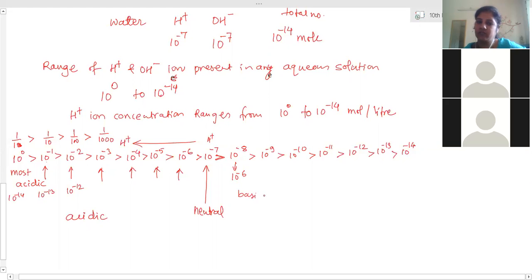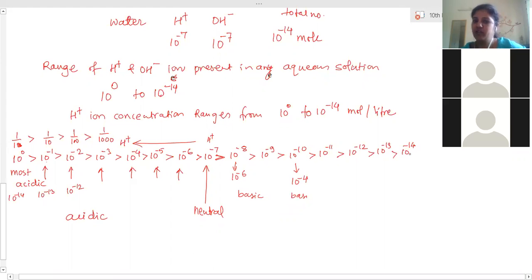Basic. 10 to the power minus 10 H plus ions. How many OH minus ions are present? 10 to the power minus 4. So which is greater, minus 10 or minus 4? Minus 4. That means this solution is basic.